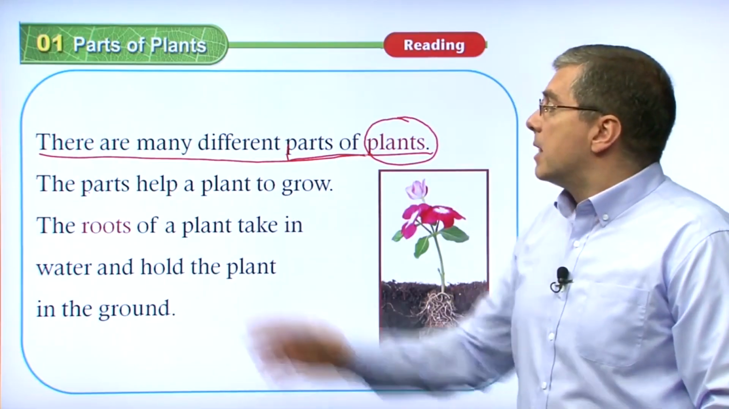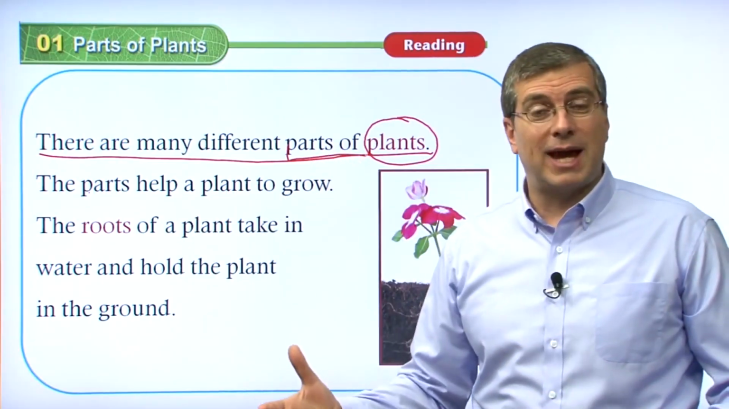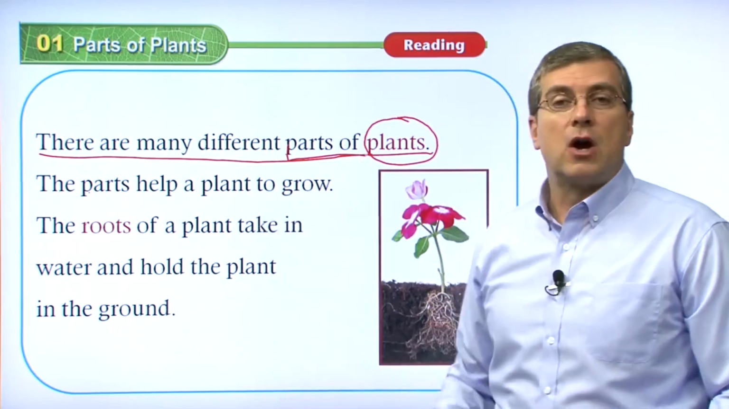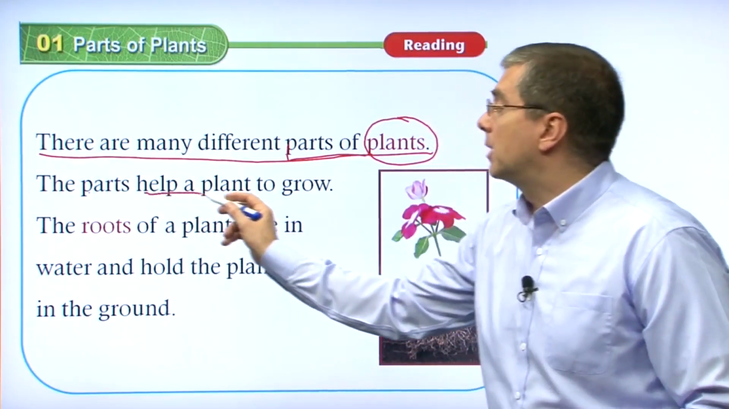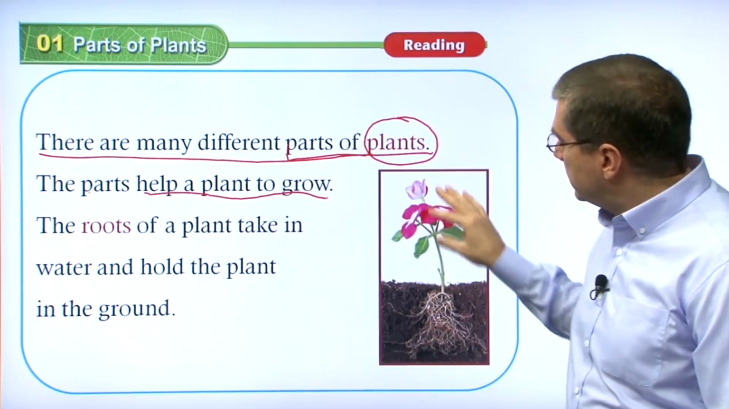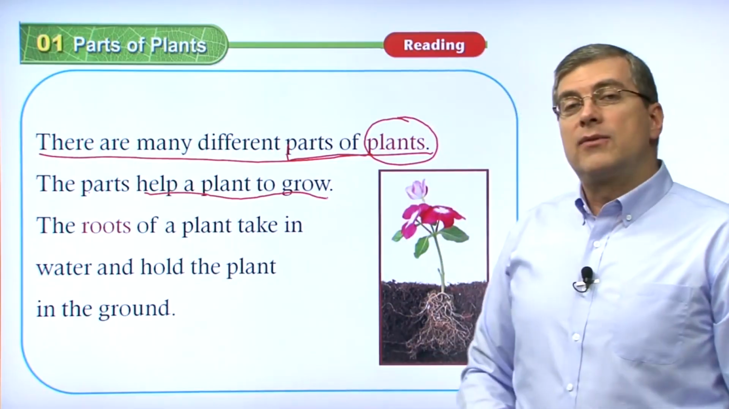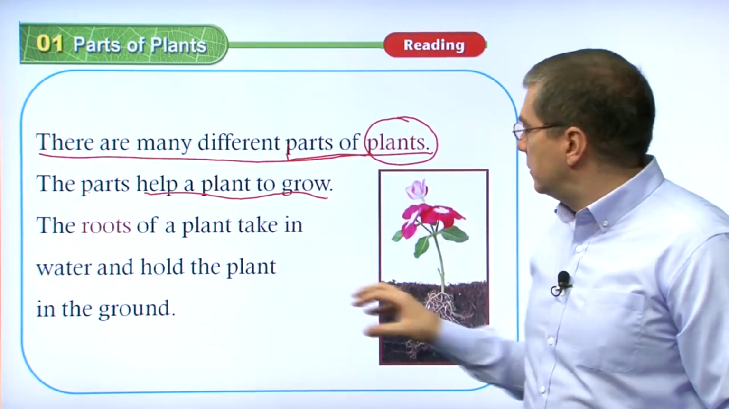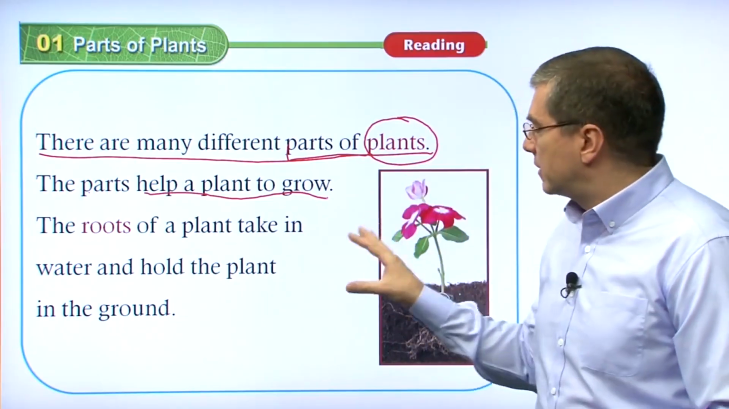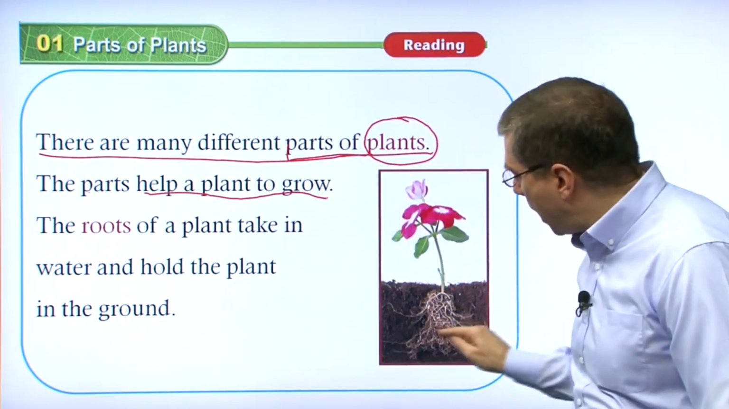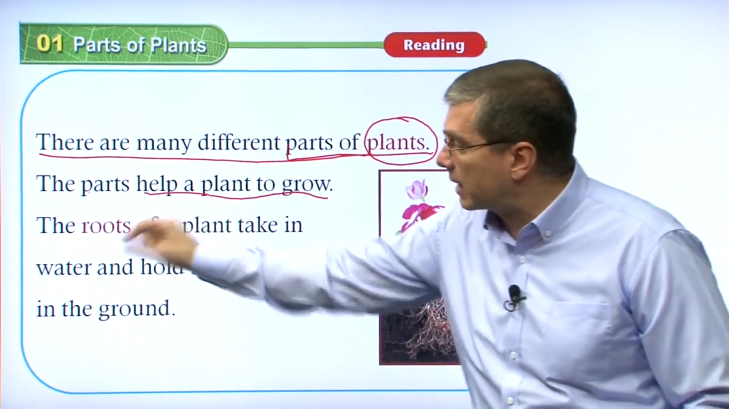Let's continue. The parts help a plant to grow. So first we said there are many parts of a plant. Our next sentence tells us what those parts do. What do they do? They help a plant to grow. So all the different parts of the plant help the plant to grow. Then, in the next section, we're going to talk about these parts of a plant. We're going to organize the ideas somehow. In this case, we're going to start at the bottom and work our way up. So we're going to talk about the roots first, and that's exactly what we have.